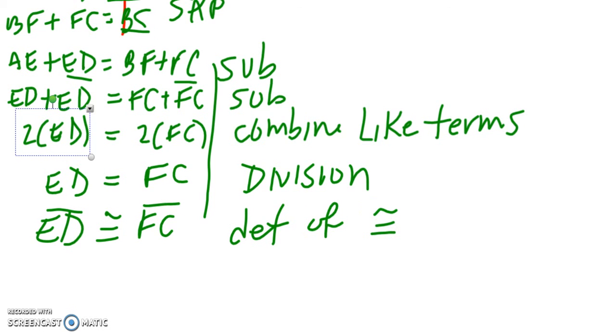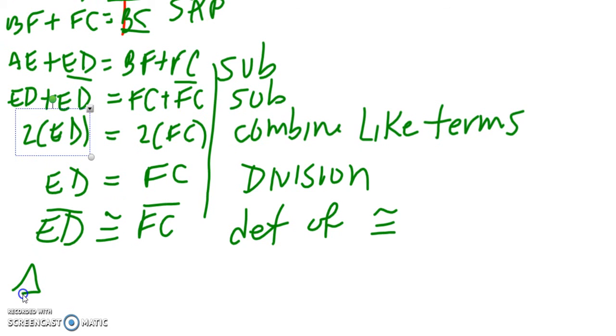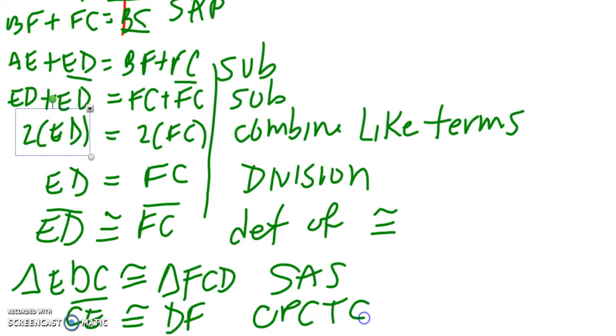And then lastly, I have enough, if I go back to my triangle, now that they're congruent, take a look, and why would these two triangles be congruent? Hopefully you realize it would be side angle side. So I'm going to say triangle EDC congruent to triangle FCD by side angle side. And then, of course, after the triangles are congruent, I can say anything else is congruent, what they want us to prove, by CPCTC. Okay? Hopefully that helps.